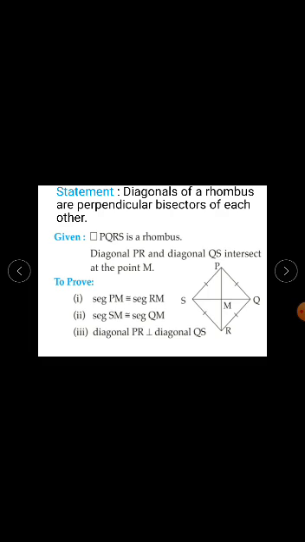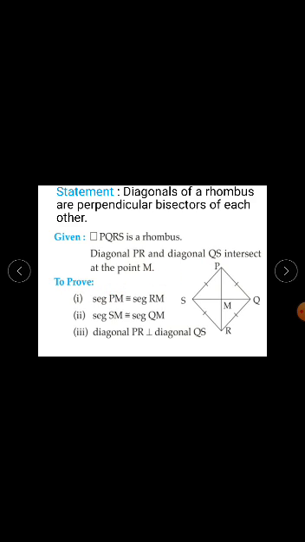Now, next theorem. Diagonals of a rhombus are perpendicular bisectors of each other. So what is given? Quadrilateral PQRS is a rhombus. Here diagonal PR and diagonal QS intersect at point M. This is your given part.